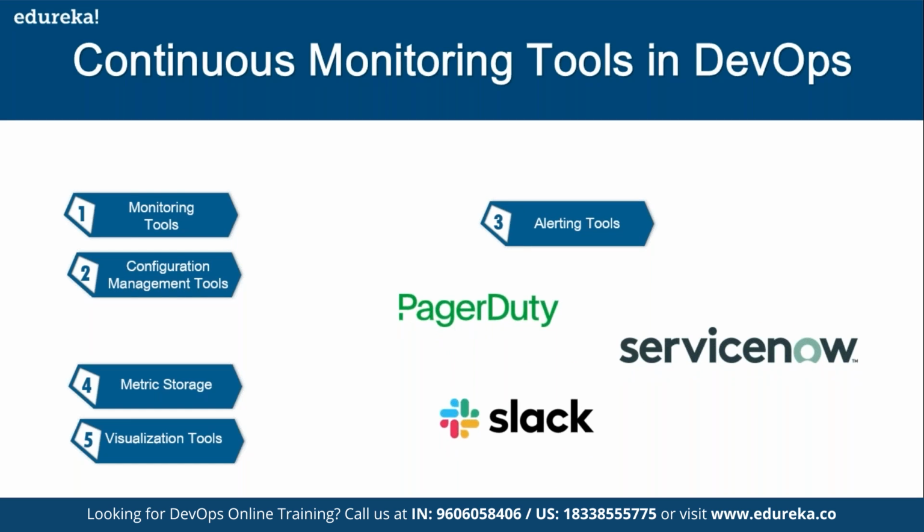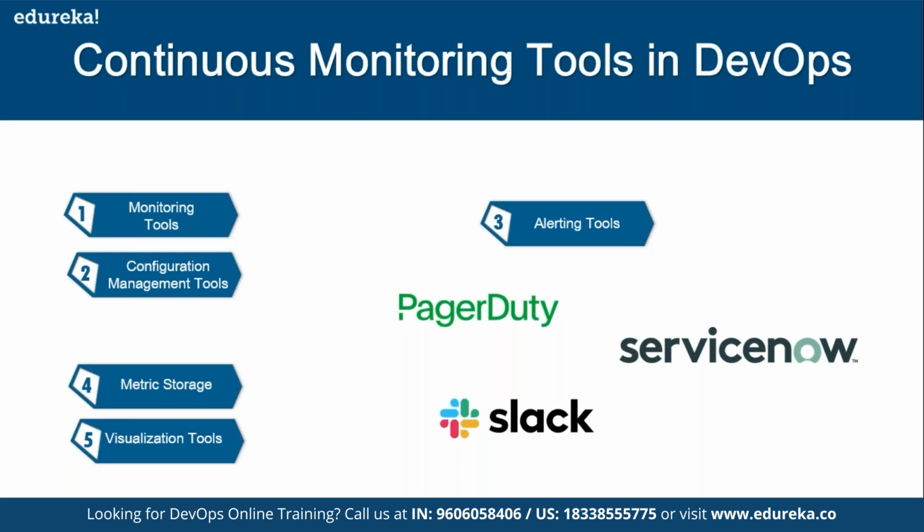Moving on, we have DevOps alerting tools. These provide both actionable and informational system alerts and can be customized to fit the complexities of the system. For example, your alerting system needs to be sensitive enough to cover an outage, but not so sensitive that you're catching frequent and unnecessary problems that users are really not going to see. Some alerting tools are PagerDuty, ServiceNow, and Slack.